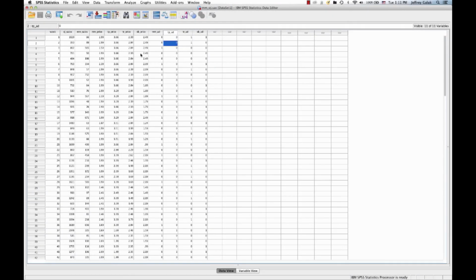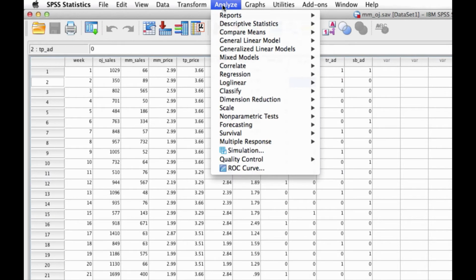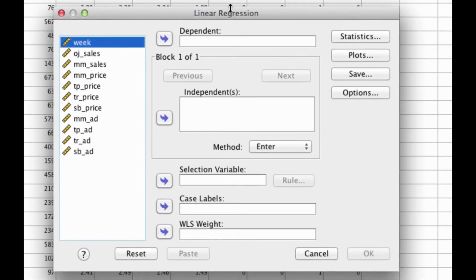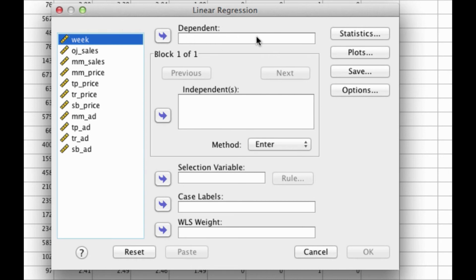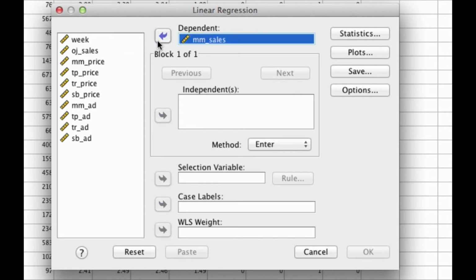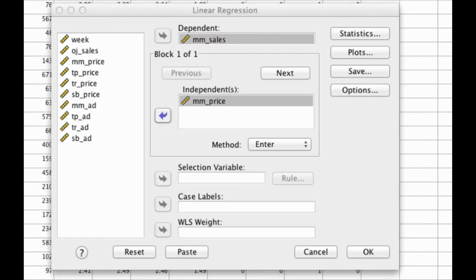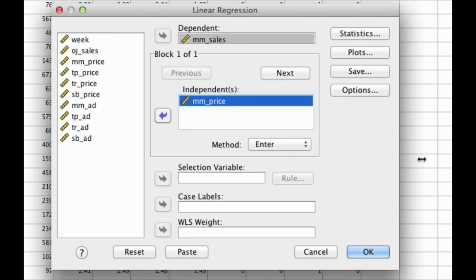So in SPSS, this is pretty simple. We go to Analyze, Regression, Linear. And what we want to do is say, what are we predicting? Well, we're predicting the sales of Minute Maid orange juice, so MM sales, as a function of the price, Minute Maid price. For the time being, we're going to leave all other options as is, and we're just going to ask SPSS to run this.